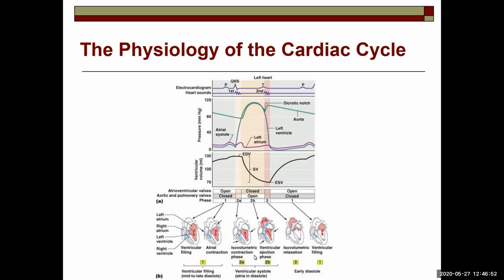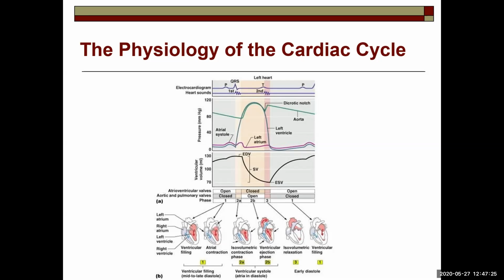So here it talks about the isovolumetric contraction, which is the strength of the contraction that you generate with the valves closed. Your ventricles cannot eject before the valves open, so that is referred to as isovolumetric contraction. Then the valves will open.